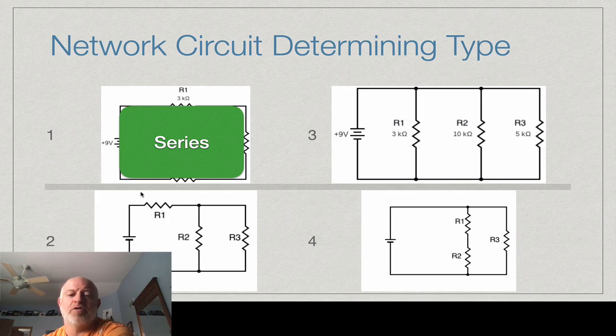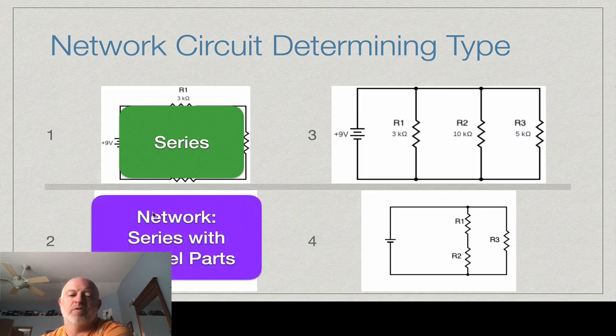So because all the current can flow through this resistor and then it splits, we know that the overall system here is series and we have a parallel component inside of that. Okay, so these two, R2 and R3, are actually in series with R1, but R2 and R3 are parallel with each other. So in this case, we have a series circuit that's a network with parallel parts to it.